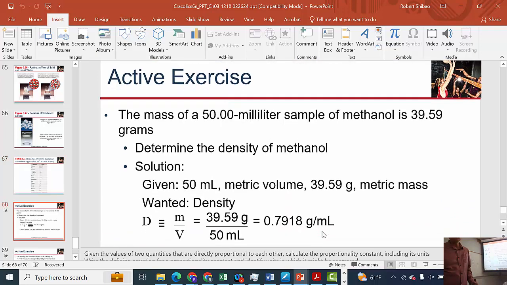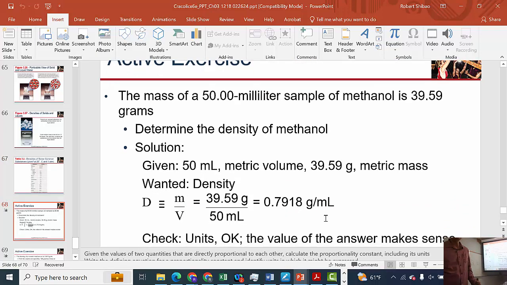Okay, so you want to know a rough range of densities. Okay, so then we go here. The mass of a 50.00 milliliter sample of methanol. How many sig figs is that? It would be 4. All the zeros after a non-zero digit and a decimal are significant. So this would be 1, 2, 3, 4.